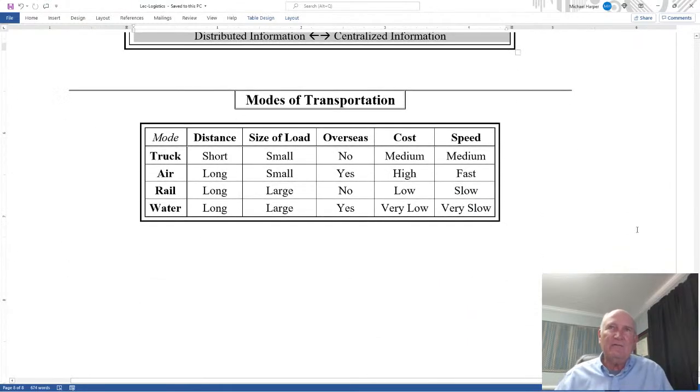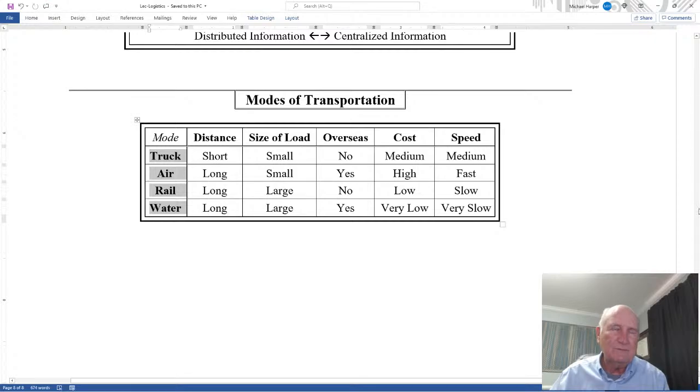The last thing we're covering in this lecture is modes of transportation, and these are just some characteristics. For example, we're looking at truck, air, rail, and water. It's really good to look at the different modes of transportation and the characteristics of when they're used and why they're used, and whether they should be used or should not be used.